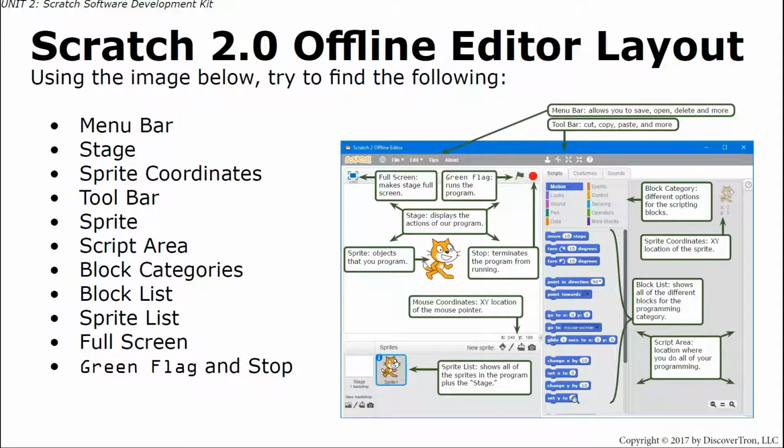The block list will be all the items. You get the idea. This is where we would actually. Our sprite list will be all of the sprite icons. Next here. Then we have the full screen button over here, in case you lost my mouse.